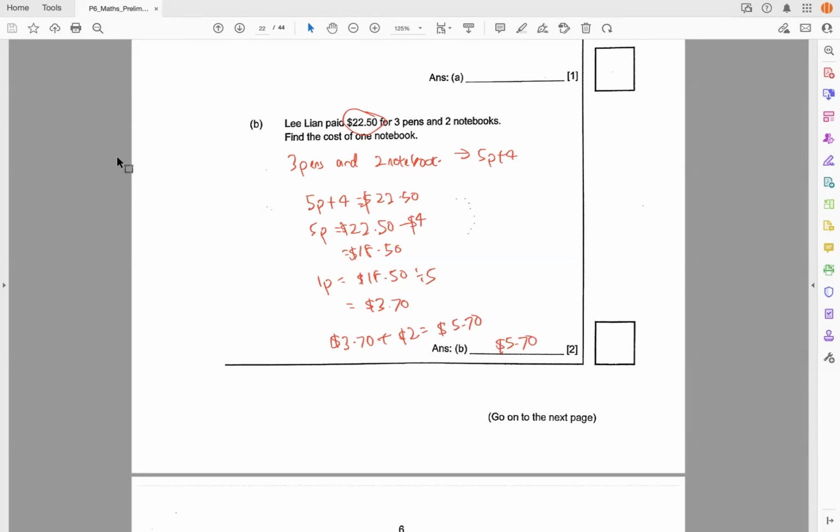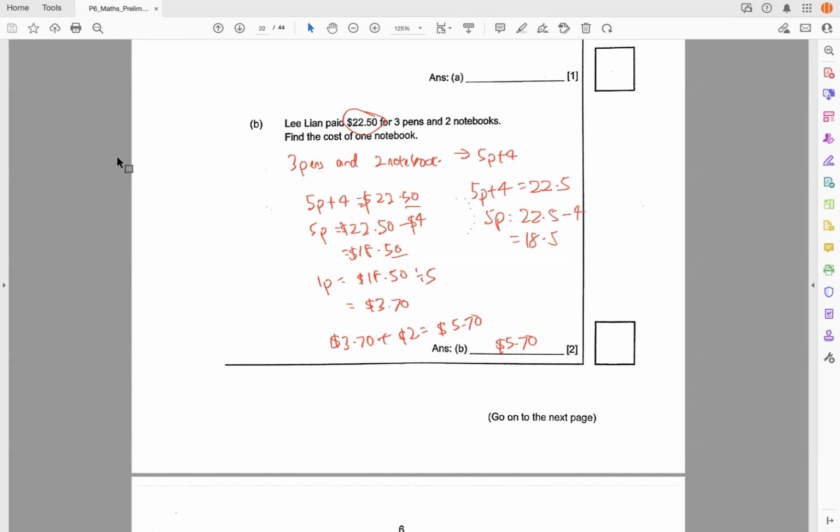Okay, I repeat again. If you have a dollar sign, make sure your number has 2 decimal places. Unless your working has no dollar sign, then it's fine. For example, you do 5p plus 4 is equal to 22.5. It's fine, okay? 5p is equal to 22.5 minus 4 is equal to 18.5. This is okay. But once you put a dollar sign, make sure you have 2 decimal places.